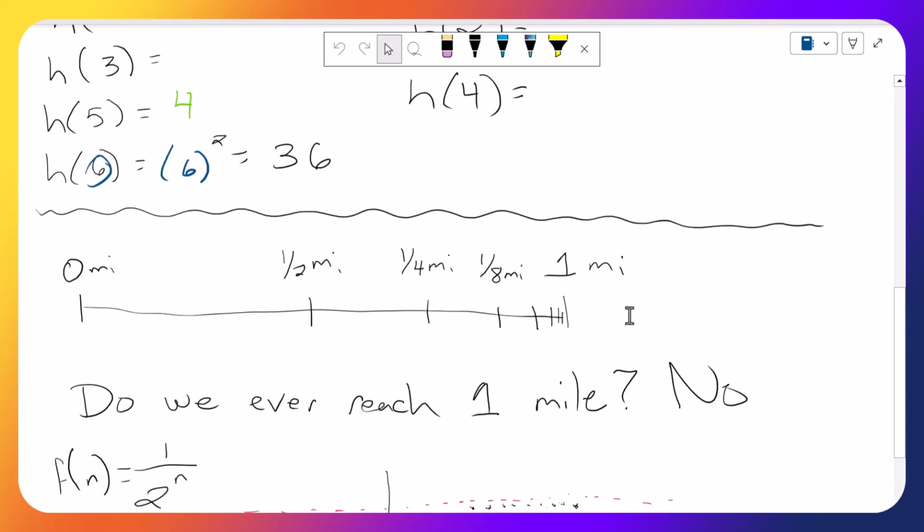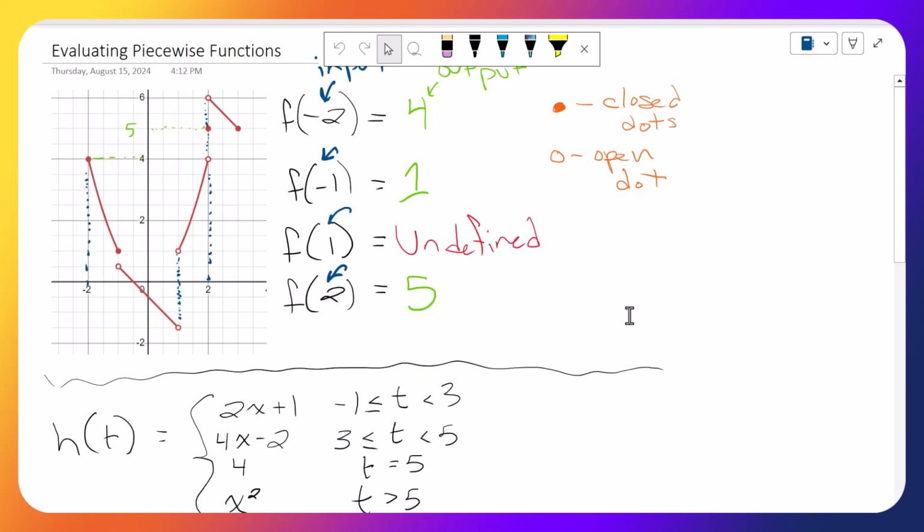Okay, hopefully this is helpful. There are going to be questions like this section up here on the pretest tomorrow. All right, good luck.